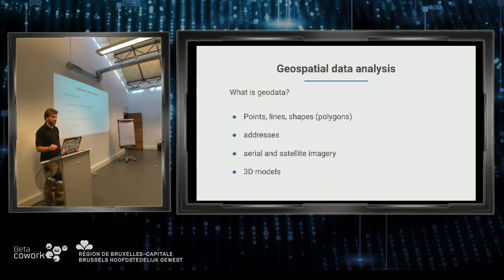So, geospatial data analysis. What is geodata? It's anything that you can basically put on a map. So anything that has coordinates, points, lines, shapes of buildings on the ground, anything that has to do with addresses, anything that has to do with imagery as well, taken from either planes or satellites, and also 3D information, and that's going to be part of our demo afterwards.